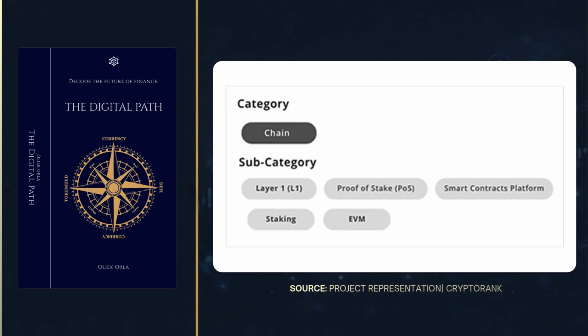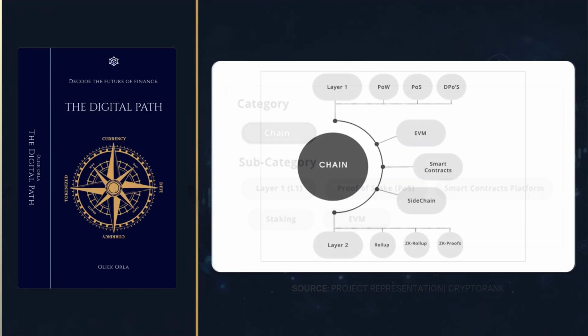In addition, there are subcategories that describe the technological implementation or specialization of a project. These depend on the tools and approaches used in development, such as EVM, ZK, Node, smart contract, and similar frameworks. Subcategories provide a deeper understanding of a project's technical specificity and its competitive advantages within its primary category.